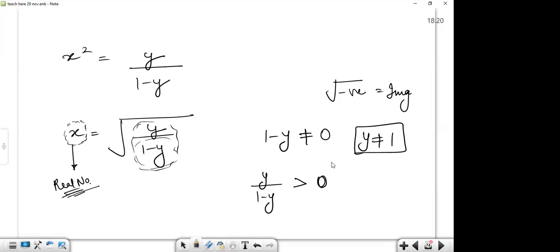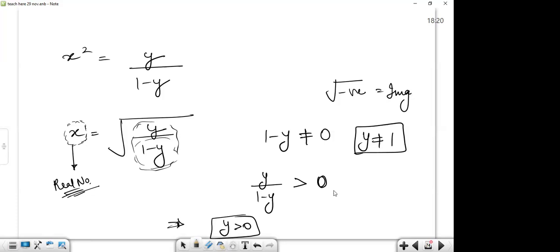Clear? So if we solve this inequality further, the simple idea is to cross multiply. So y has to be more than 0. And 1 minus y, when it gets multiplied to 0, will vanish. So this is one result and this is another result. So y has to be greater than 0, and y must not be 1.